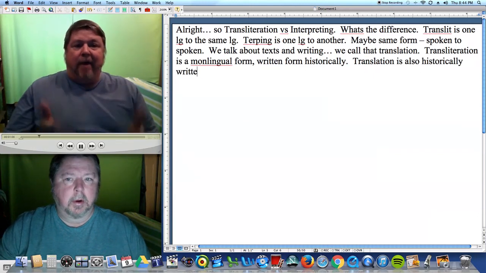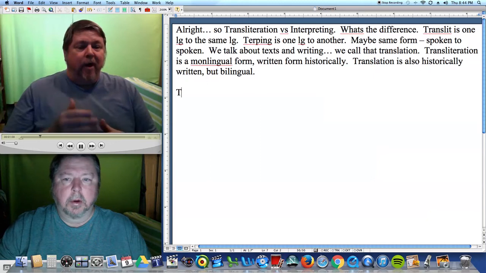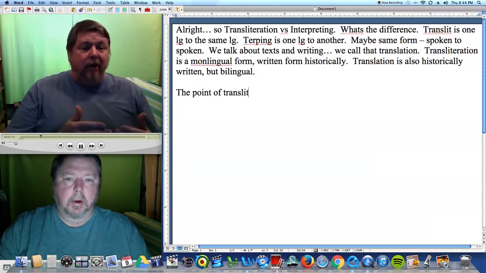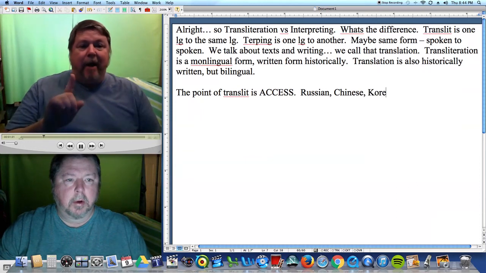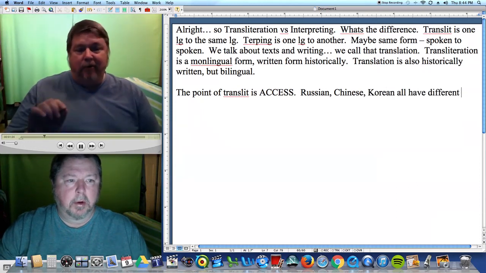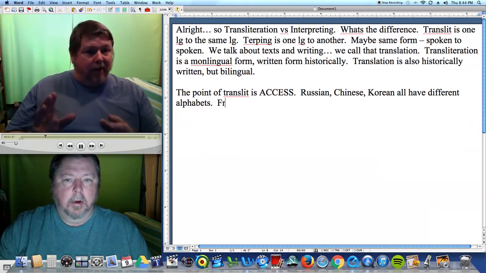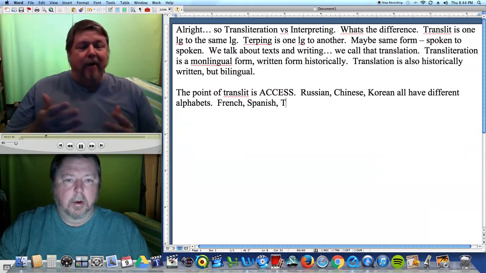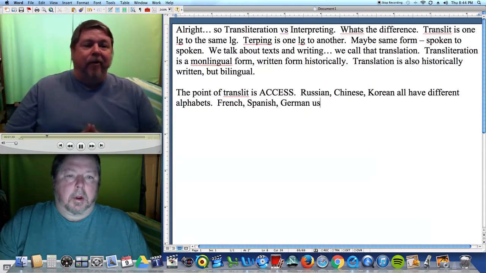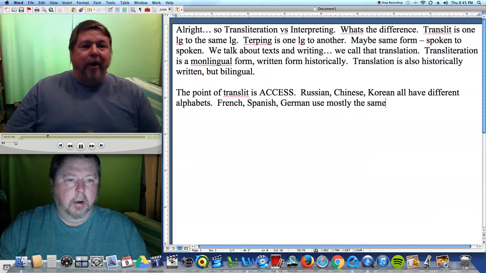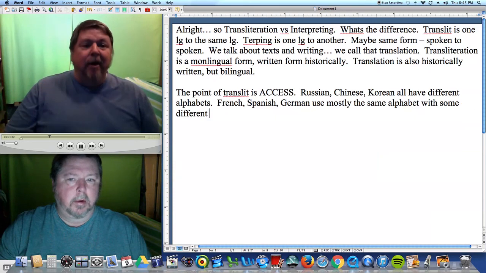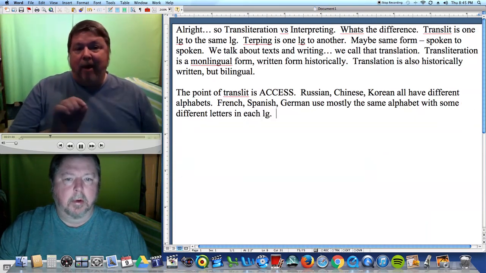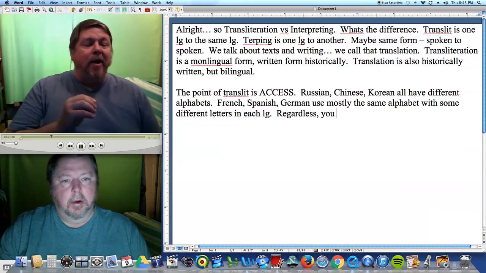The point is to give you access. So if you're trying to learn Russian or Chinese or Korean, all of those languages have alphabets very different from the alphabet that English uses, as compared to French, Spanish, German. Those languages largely use the same letters, although Spanish has an enya, French has a cedilla, German has your umlaut. But largely you can read the letters and you'll be pretty close to getting the word right without having special access. So think of your bilingual dictionary.